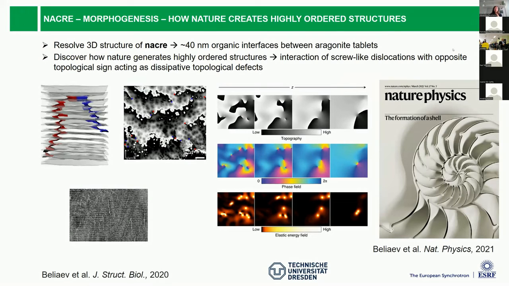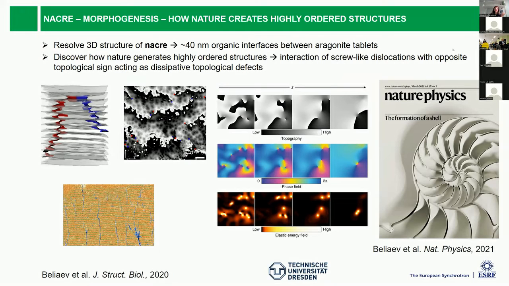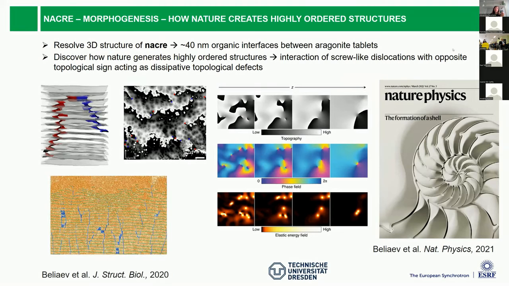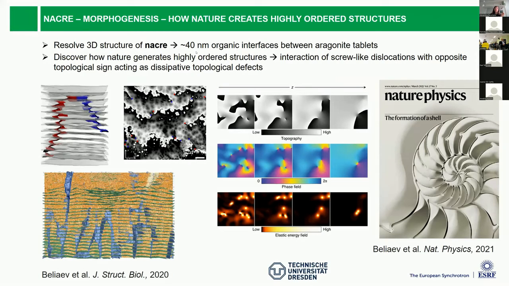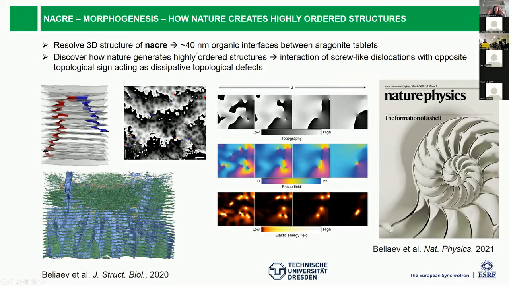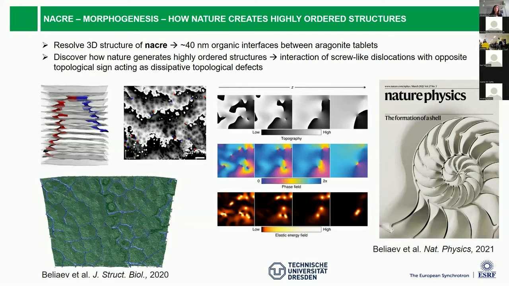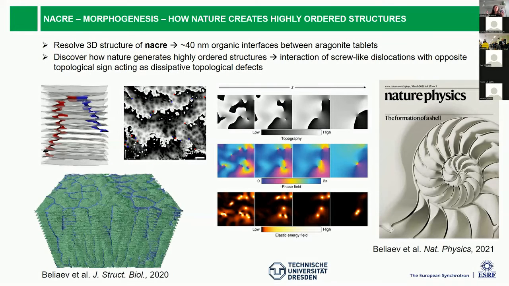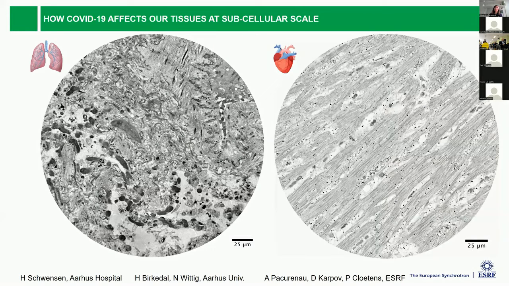This kind of imaging is of course very well suited for hard materials, so for bones, but also for nacre. And the fact that you can resolve things at very fine scales, such as organic interfaces among aragonite tablets in nacre, enabled us to discover new things related to morphogenesis, and notably to try to figure out how nature generates highly ordered structures.